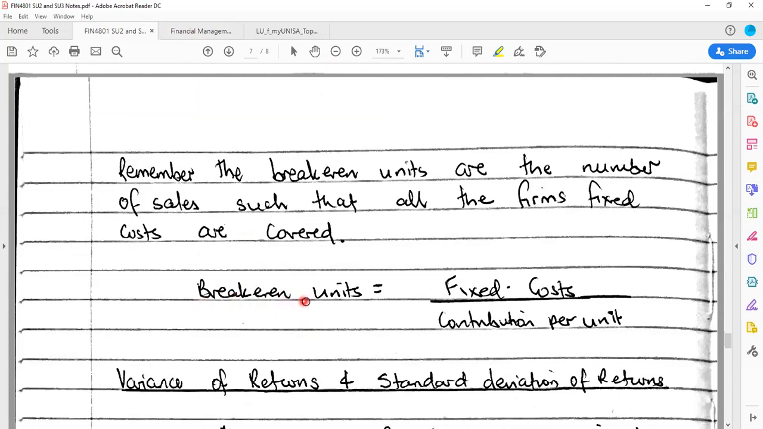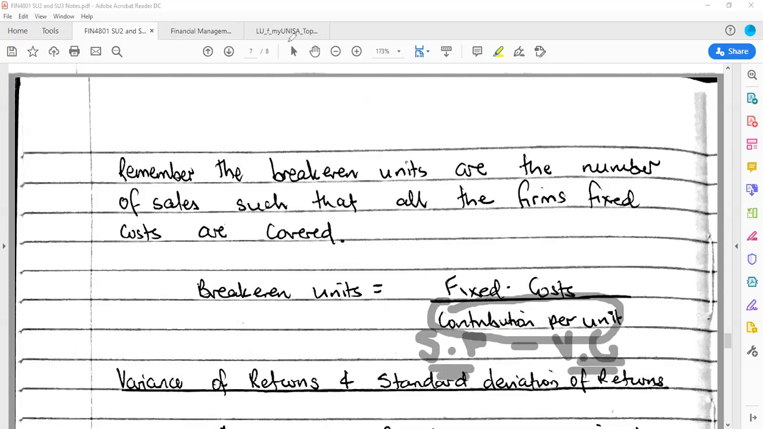And to calculate the break-even units, we take our total fixed cost divided by the contribution per unit. The contribution per unit is simply our selling price per unit minus variable cost per unit. That's the contribution per unit. It's simply the selling price per unit minus the variable cost per unit.